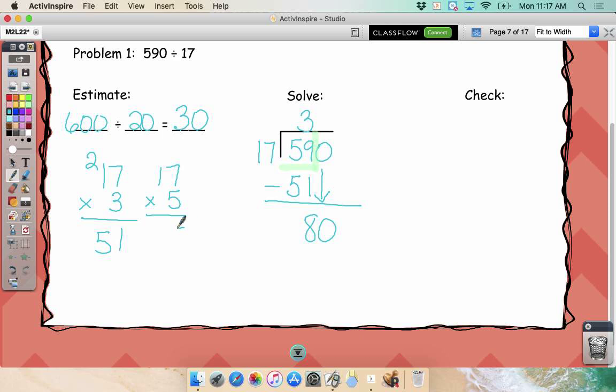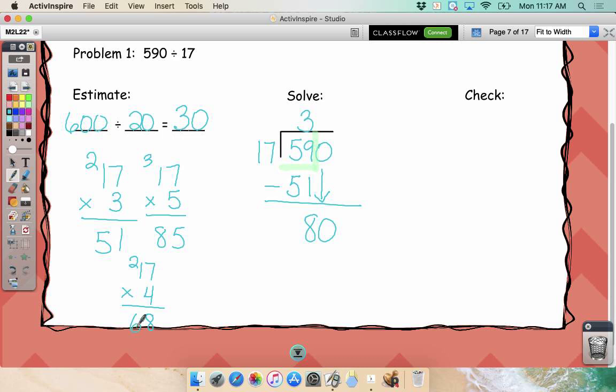So what do we have here? 85. Uh-oh. Now what? Got to try the 4. That's why it's called guess and check. Now you'll get to the point where you can do a little bit of this guess and check in your head. Okay, is that one working better? Yep.